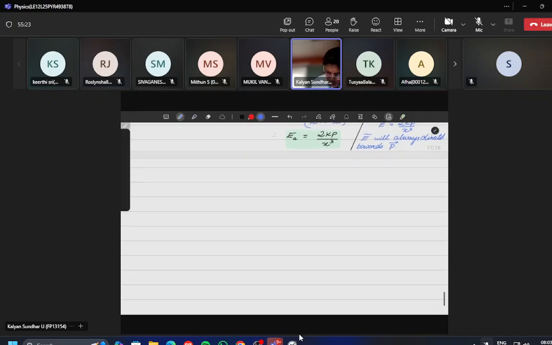So next one is the electric field due to dipole at equatorial point.